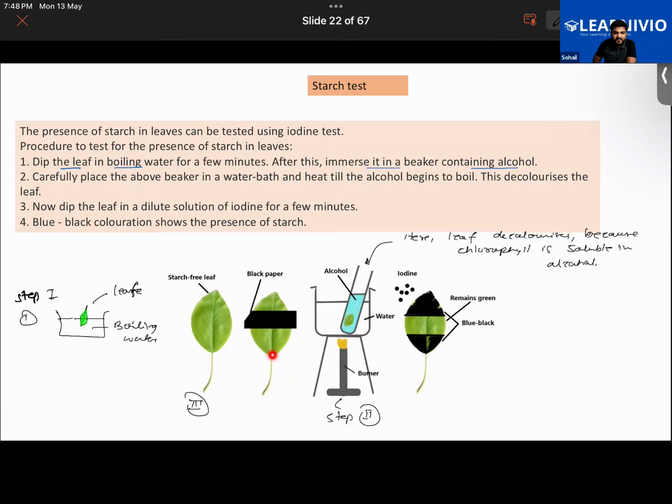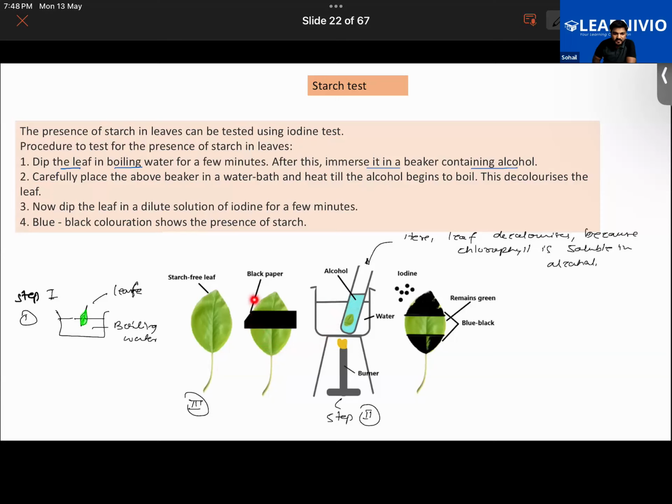Then you have taken one more leaf. This leaf hasn't gone through all this process. This is a fresh leaf. Getting it, guys? What I'm trying to say: there are two different leaves over here. These two leaves are not the same. This is the leaf that went through this process of boiling and boiling in alcohol.